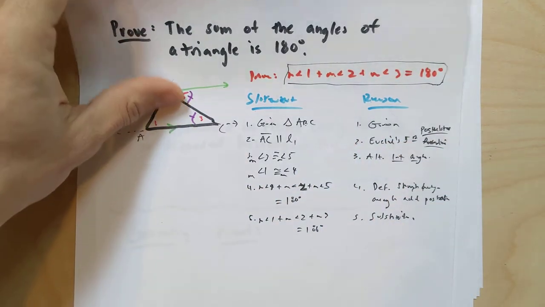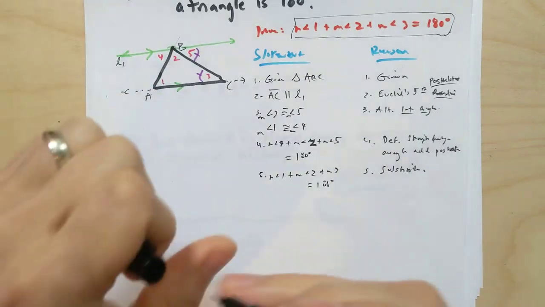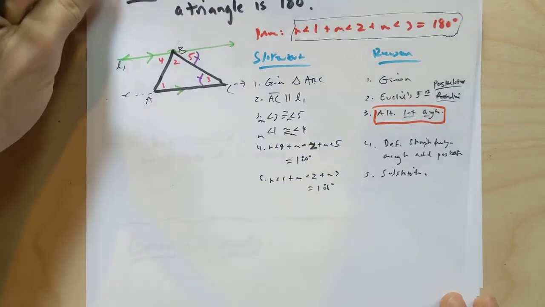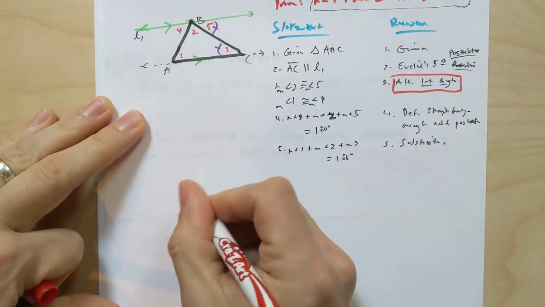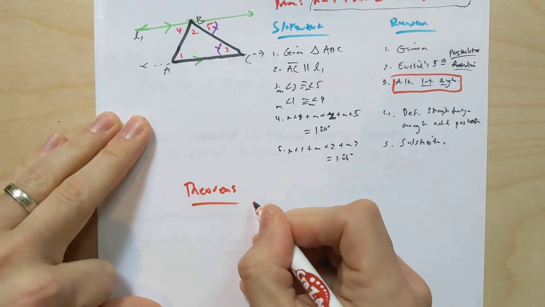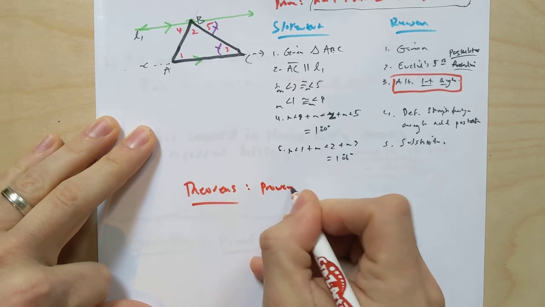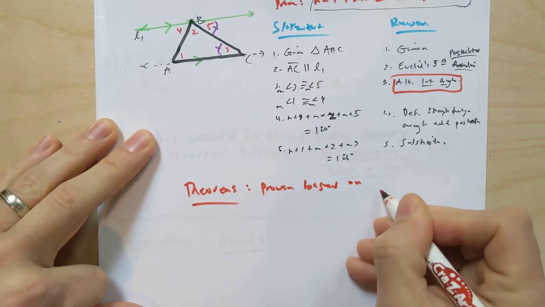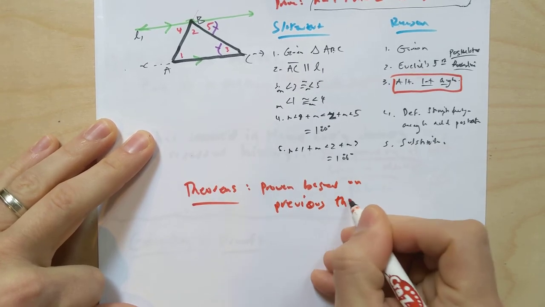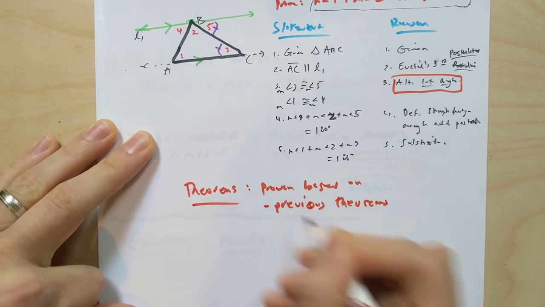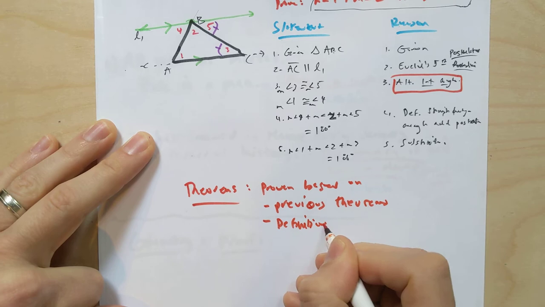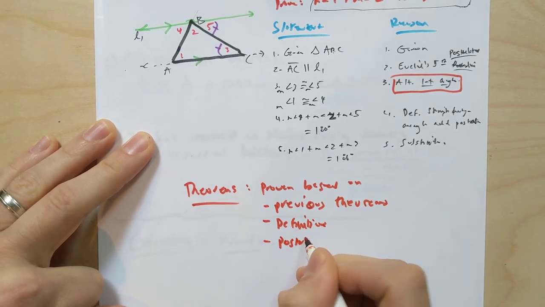And we should really think about mathematics in general. Some of these reasons were actually something that we'll call in math a theorem. For instance, alternate interior angles being congruent was a kind of theorem. In math, we have theorems, right? And where do theorems come from? Well, theorems are all proven. Theorems are proven based on previous theorems. So that's one option. They're also based on the definitions of things that we'll give. And they're also proven sometimes based on postulates.